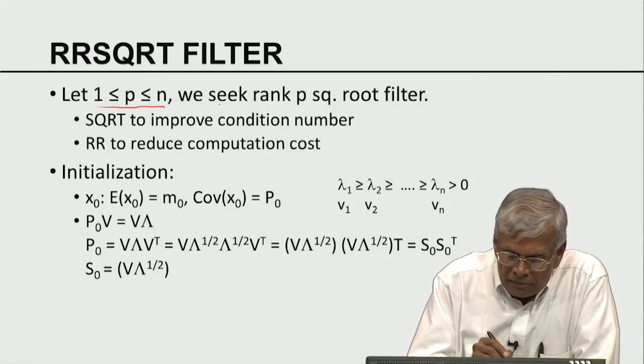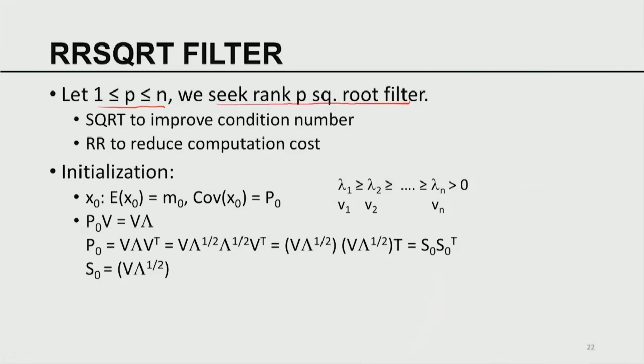So we are seeking a rank P square root filter. What is the use of square root? Square root filters generally improve the condition number. Condition number improves the quality of the numerical computation. Reduced rank generally reduces the computational cost. You can readily see that if the dimension is large, the cost is large. So you can think of it as a reduction largely induced by the desire to reduce the computation cost, as well as an advantage to improve the condition number.